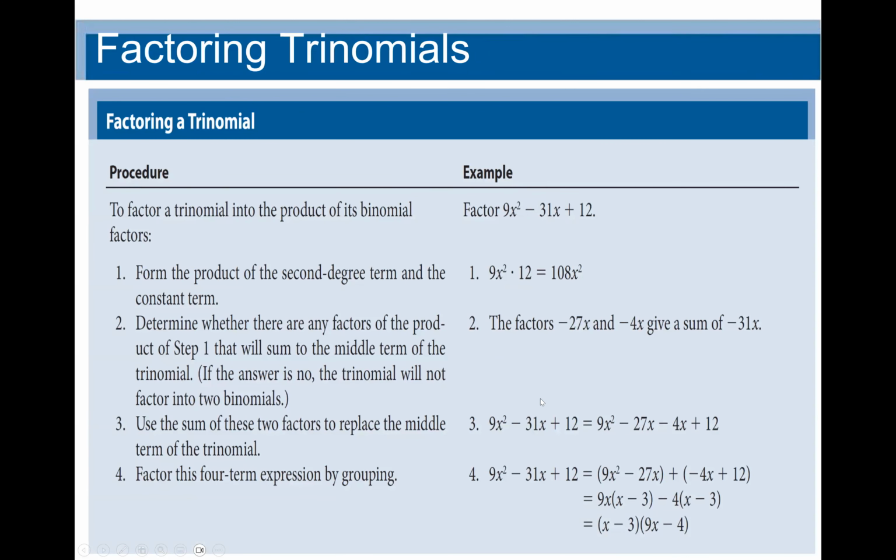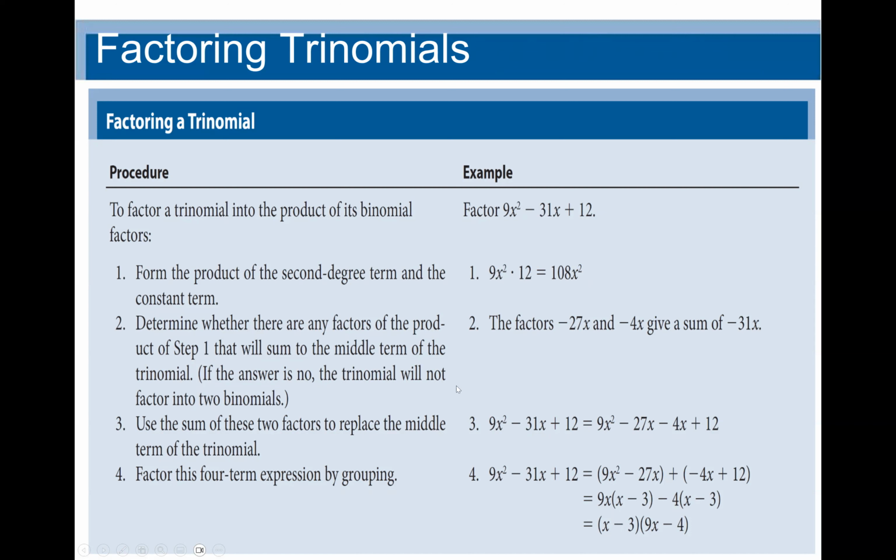So let's see the step-by-step here also. Here we have an example: factor 9x squared minus 31x plus 12. So first, we form the product of the second degree term and the constant term. So 9x squared times 12 will give me 108x squared. Now we are going to determine whether there are any factors of the product of step 1 that will sum to the middle term of the trinomial. The middle term of the trinomial is minus 31.